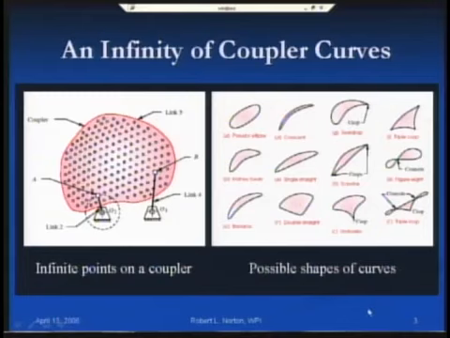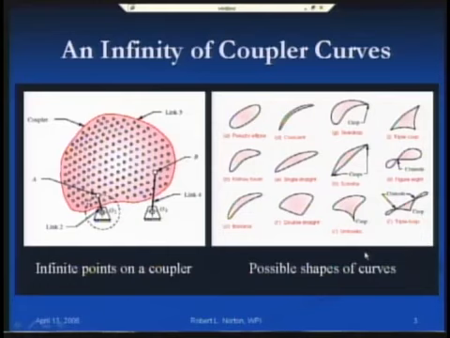These curves come in a variety of shapes, and I've taken to giving them names here. Highly technical names, as you can see, such as kidney bean, banana, crescent, teardrop, and so on. These are just representative of the kinds of shapes you can get from these coupler curves.